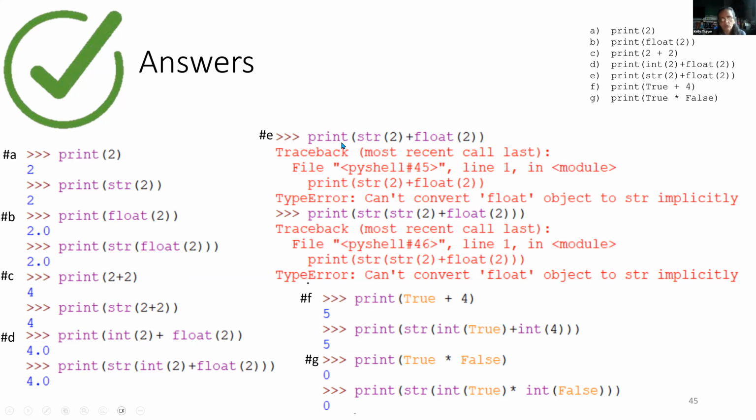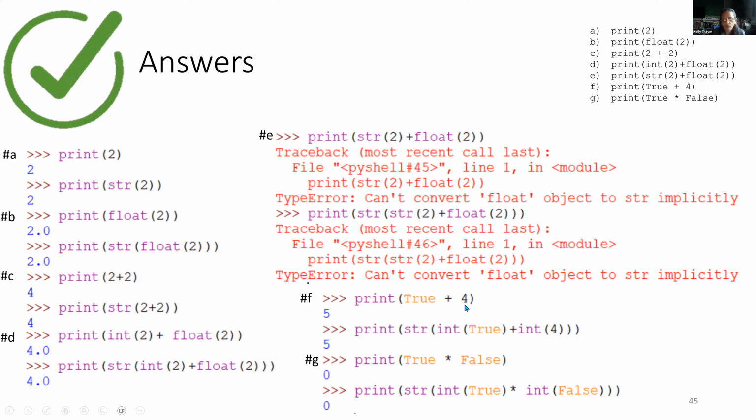Now, if you try to do this one, print string of 2 plus float of 2, we are going to have 2 as a string plus float of 2. Well, there's no coercion function to deal with the string plus a float. You could coerce the float to a string and then concatenate them, but this as it stands is not going to work. And so we can see that that's what would be going on here, which causes the error, right? Because you cannot concatenate a string and a float.